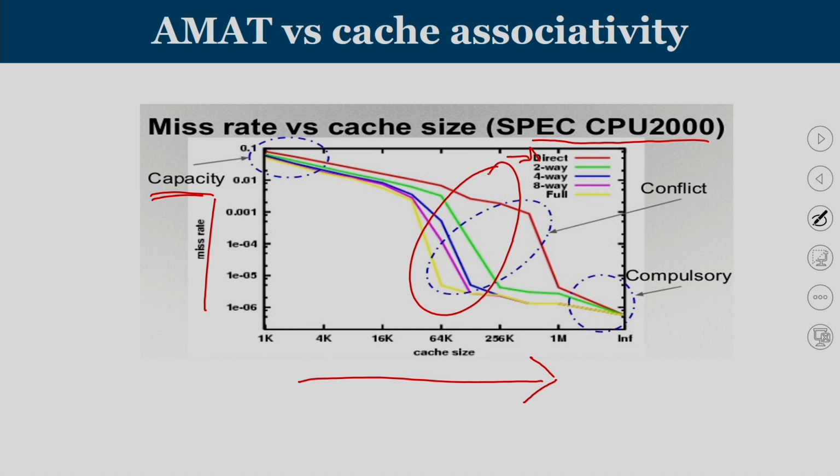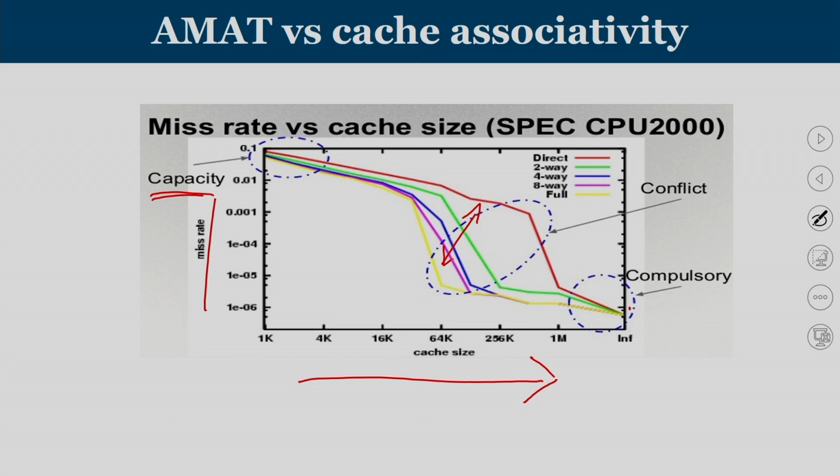Compulsory miss means even if it is an infinitely large cache, you still encounter compulsory misses. So compulsory miss cannot be reduced. You can see that when you increase the associativity, the compulsory misses are still there, but the amount of conflict miss is drastically reduced. So it's always better to go for a fully associative cache, but this shows that for a fully associative cache we have drawbacks pertaining to the hit time. So we can finally balance somewhere between a direct mapped cache and a fully associative cache.